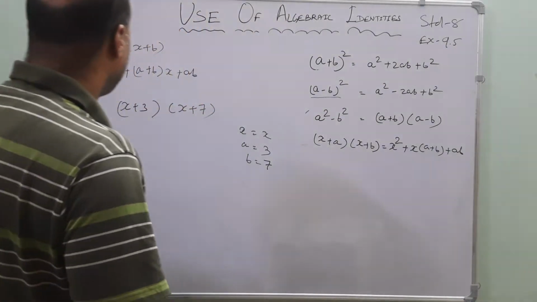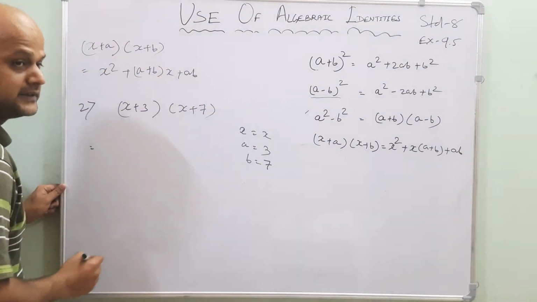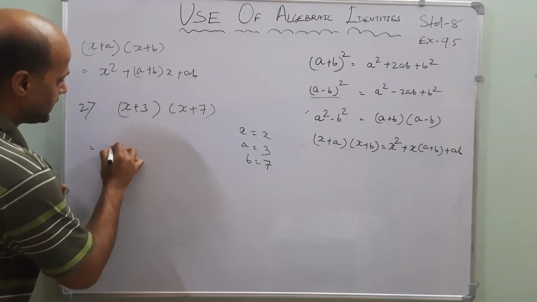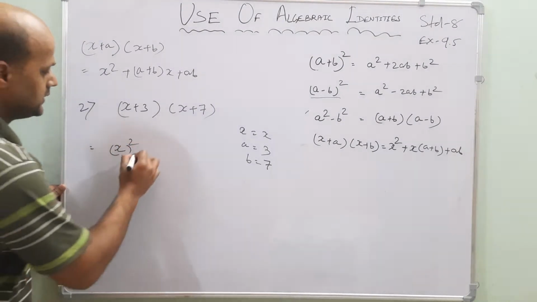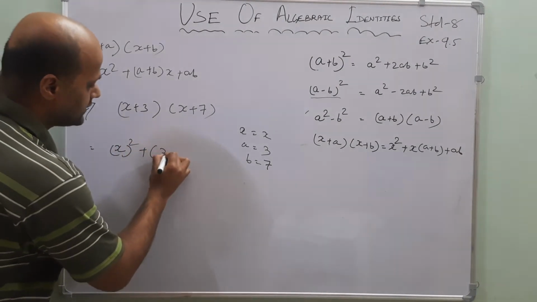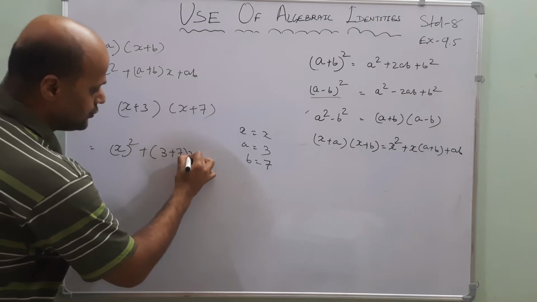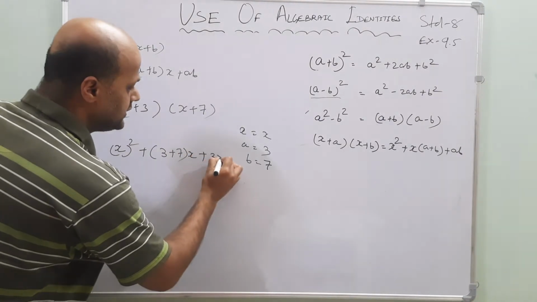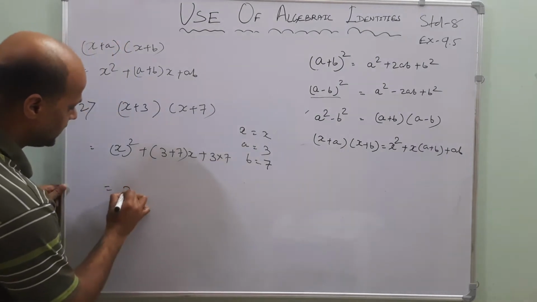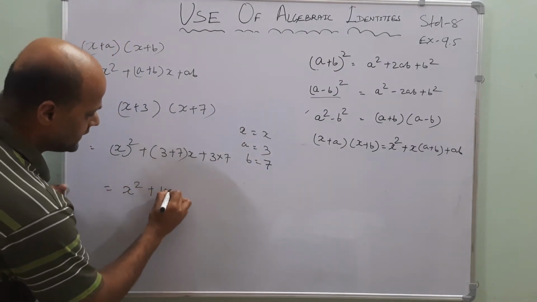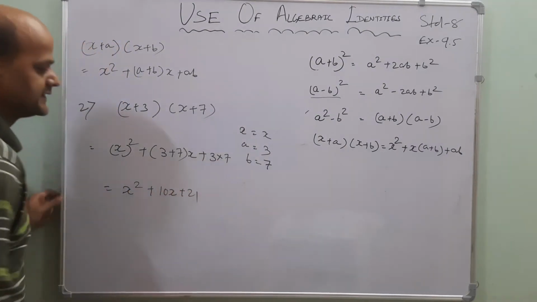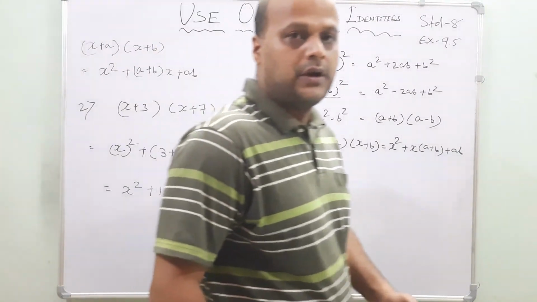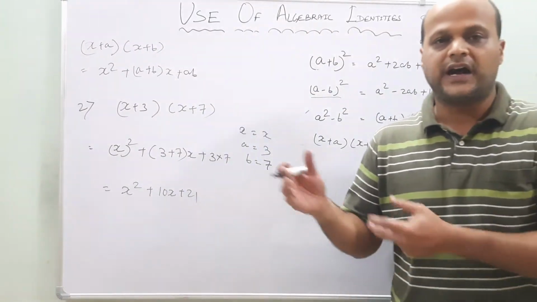Very good. Let's go for it. What is the formula then? Yes, (x + a)(x + b) = x square plus (a + b) into x plus ab. So here, x square plus (3 plus 7) into x plus a into b, that is 3 into 7. That is x square plus 10x plus 21. This is the answer we will receive after using the identity.